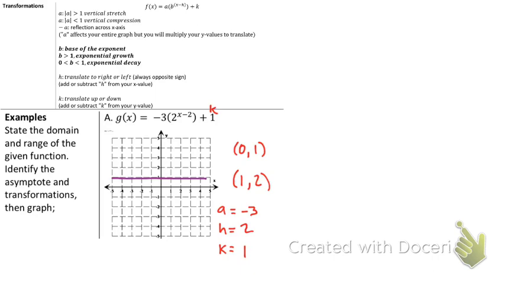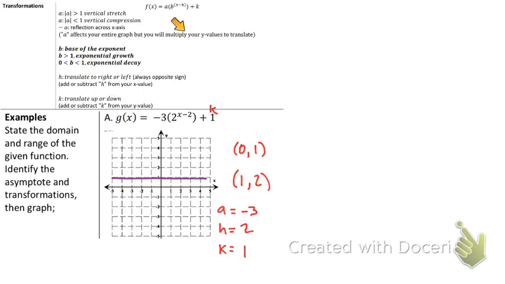Okay, so now let's look at what we do. We always want to start with our a value first. So our a value, since it's bigger than 1, remember, ignore the signs for now. A is bigger than 1. So we're going to have a vertical stretch, and because it's negative, we're also going to have a reflection across the x-axis. So it's going to go upside down around the x-axis.